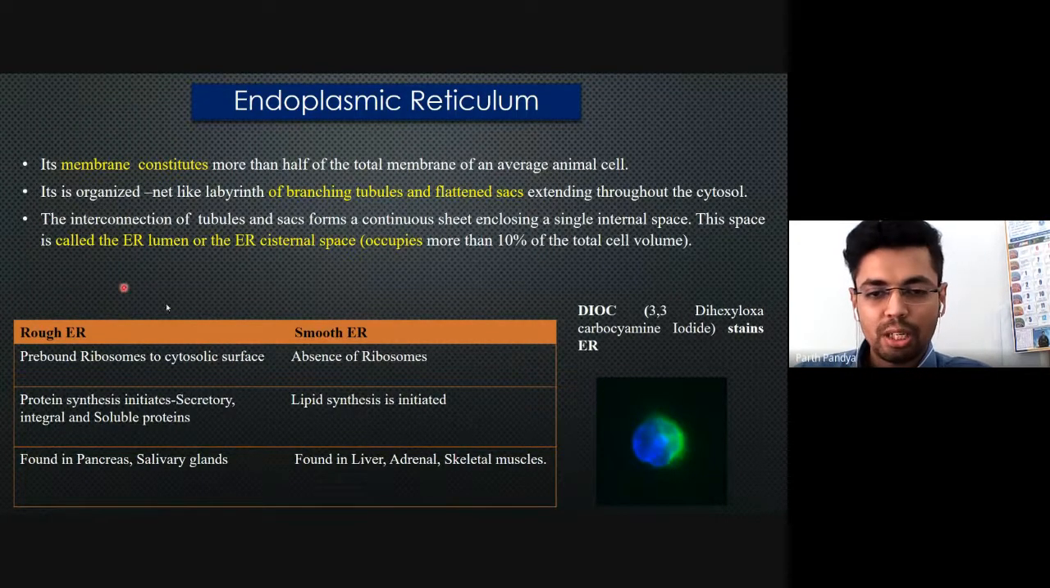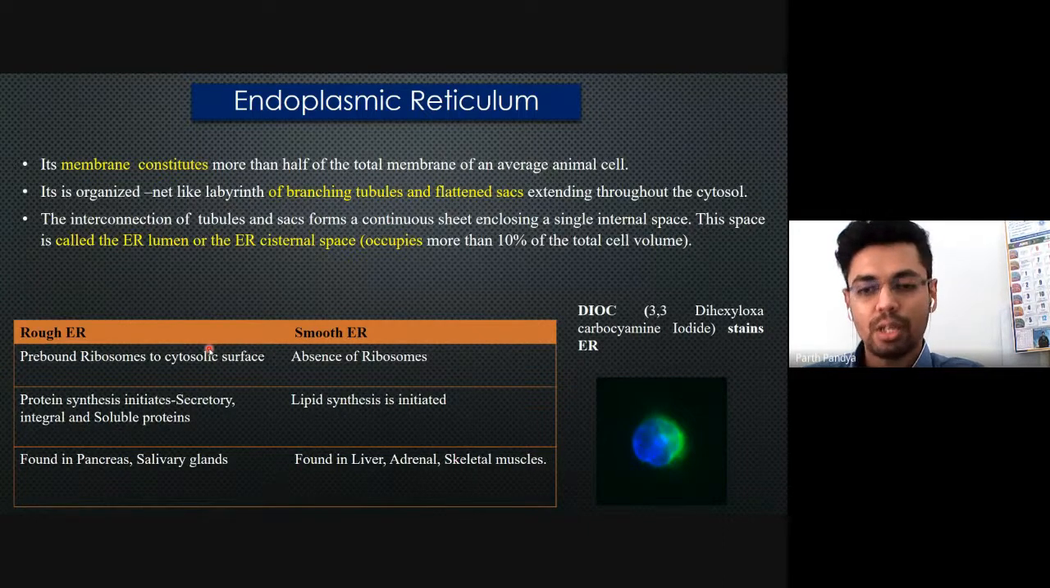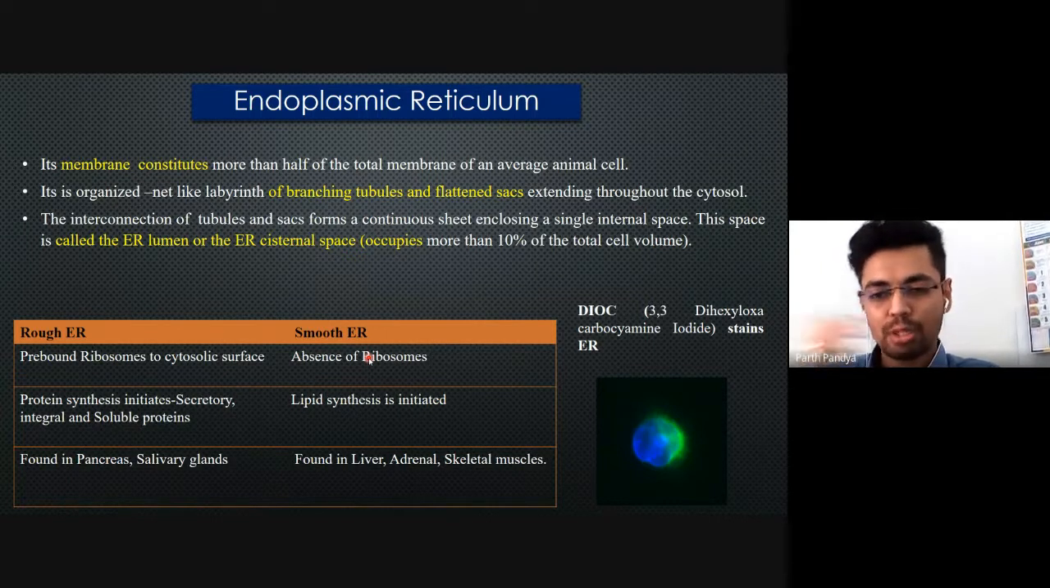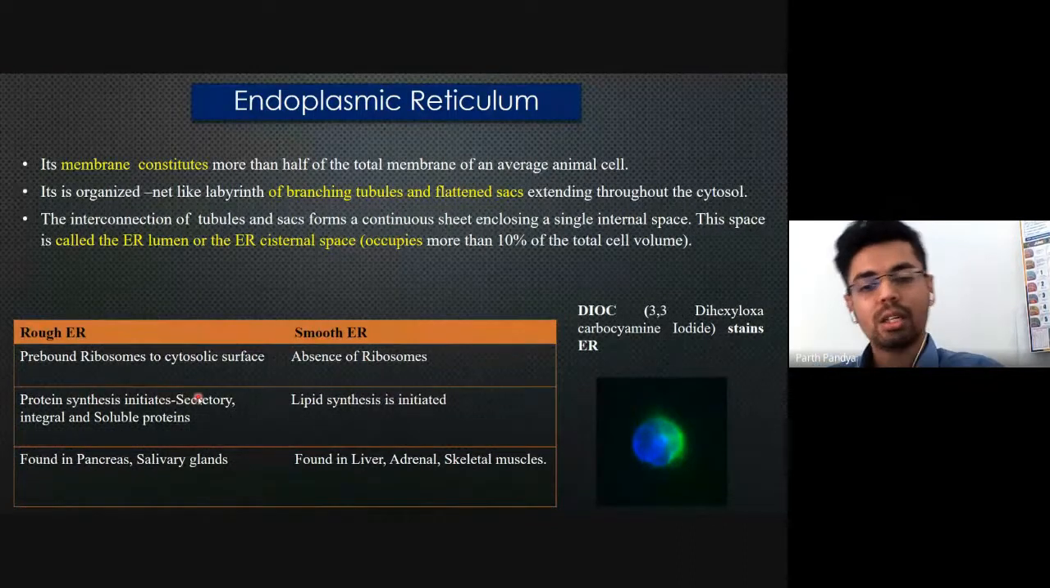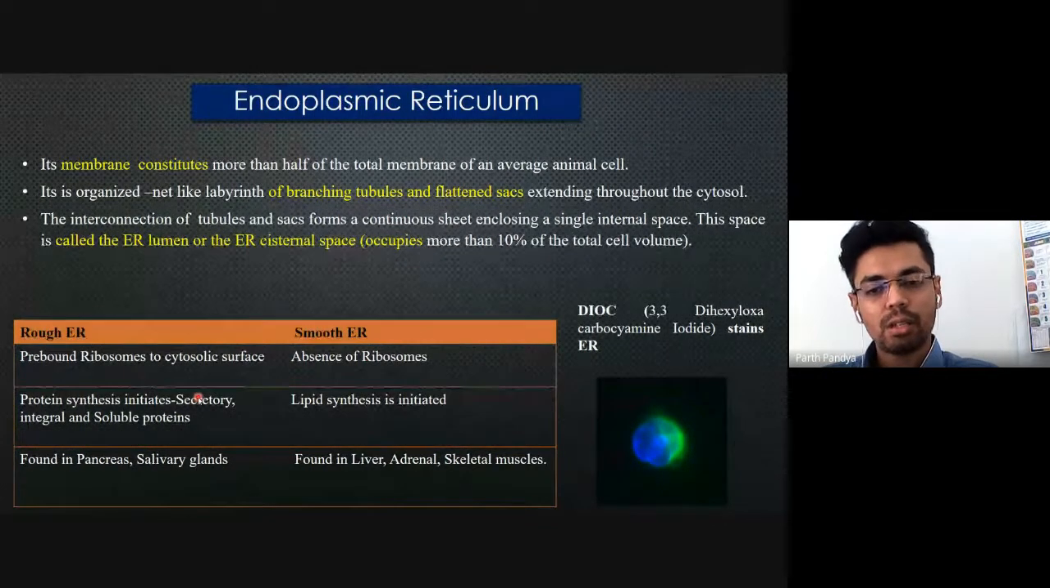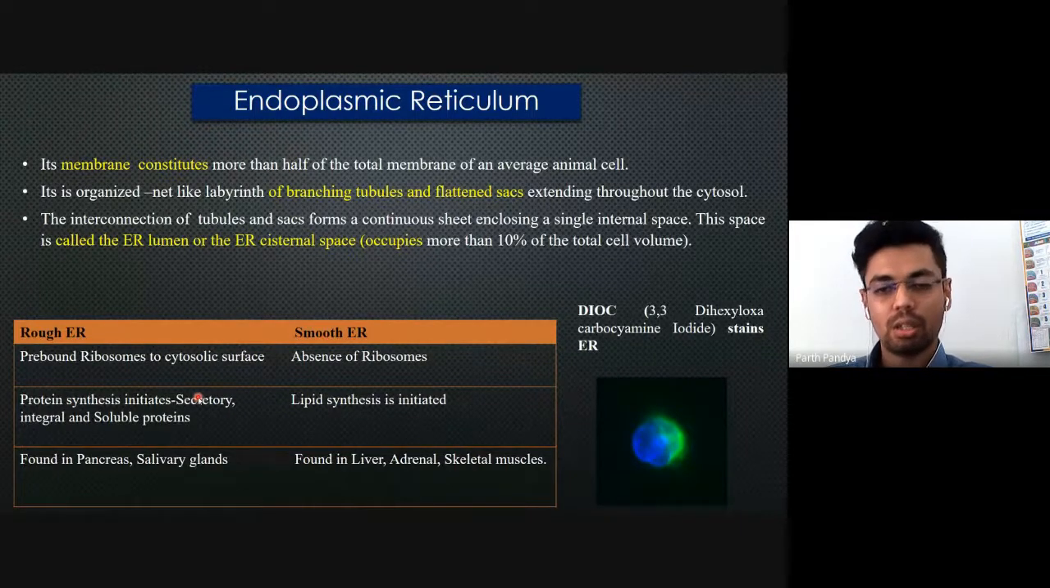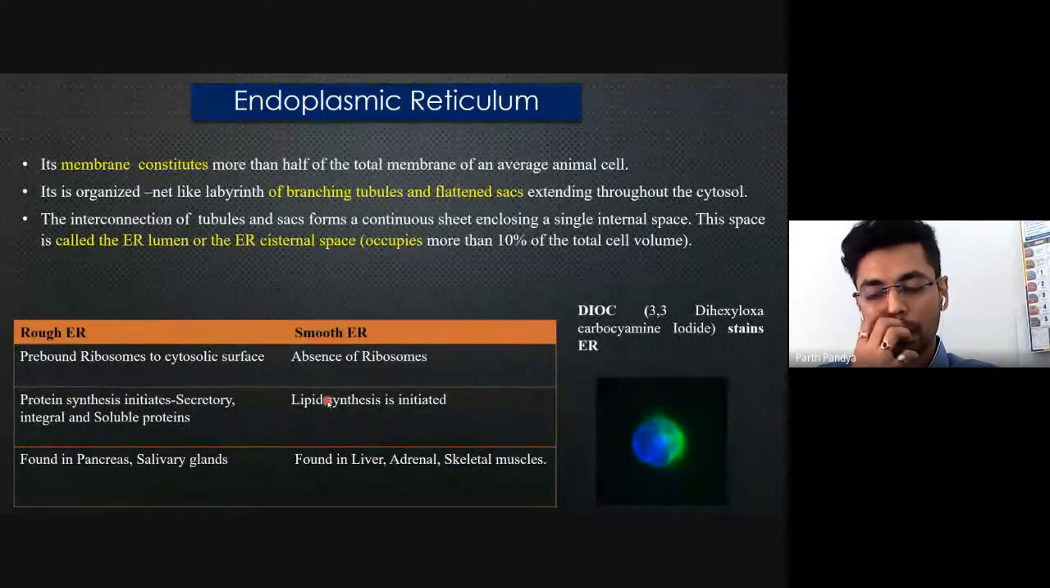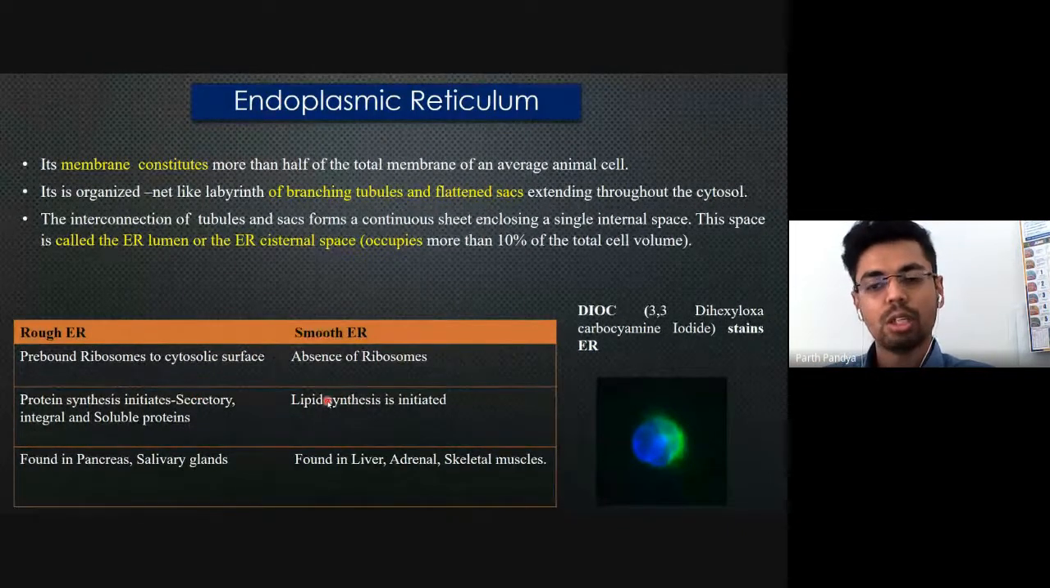Rough endoplasmic reticulum has ribosomes bound to its cytosolic face, whereas in smooth we do not have any bound ribosomes, so ribosomes are absent in this case. In rough ER we have protein synthesis, meaning secretory proteins, integral proteins, and soluble proteins are produced here. Whereas smooth endoplasmic reticulum is found exclusively for lipid synthesis.